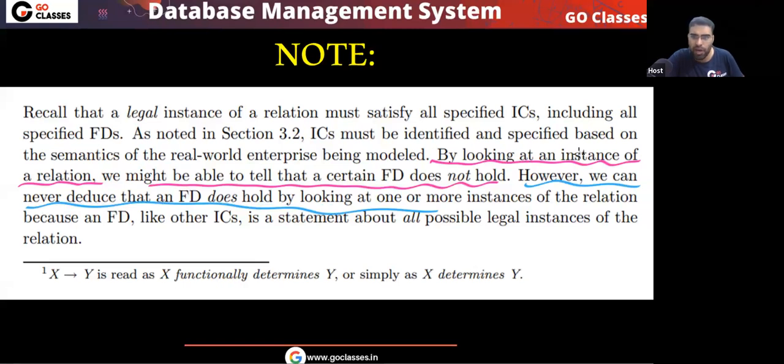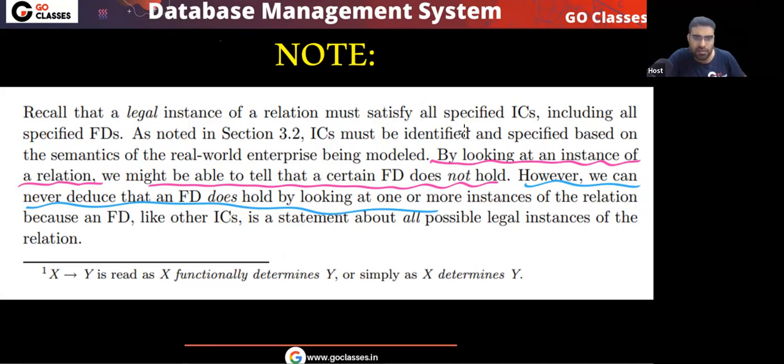Notice, if you look at an instance, you can determine that some functional dependency does not hold, but you can never determine if some functional dependency holds. Yes or no? Is this clear? Please tell me. This is what we have already seen. You can read this, very simple.